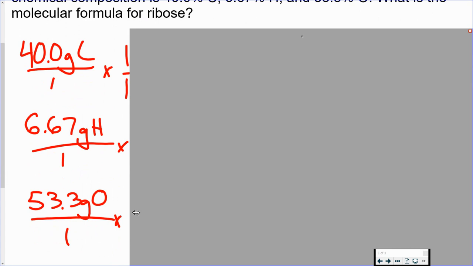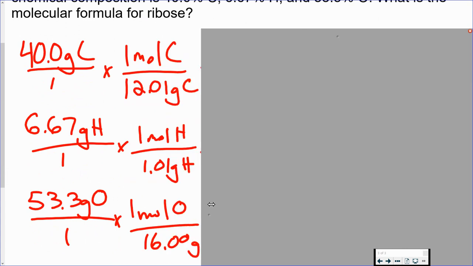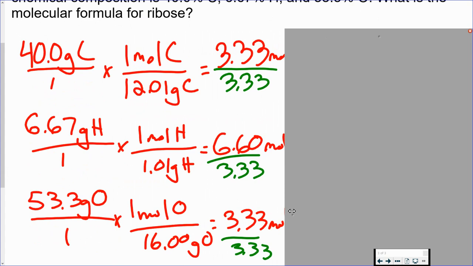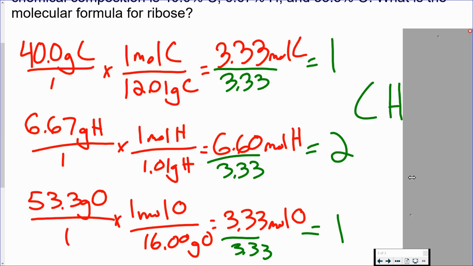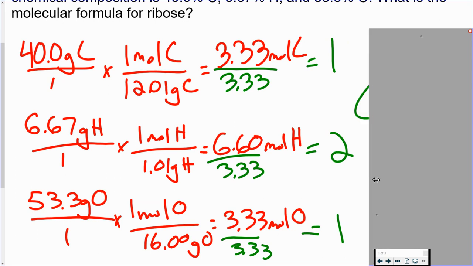We're then going to convert them to moles using the molar masses based off the periodic table. We're going to then calculate that, divide by the smallest one, which is 3.33, giving us nice even numbers of 1 C, 2 H's, and 1 O.